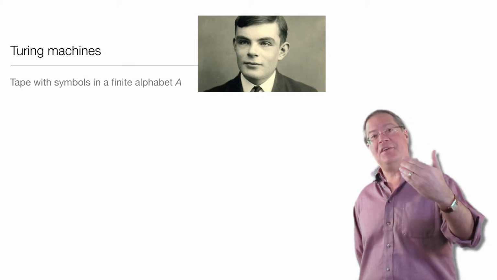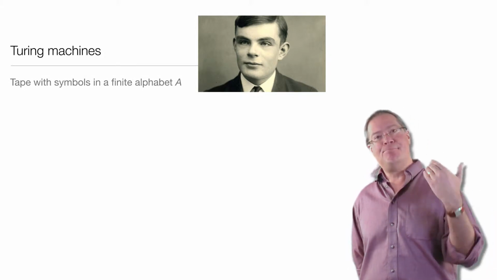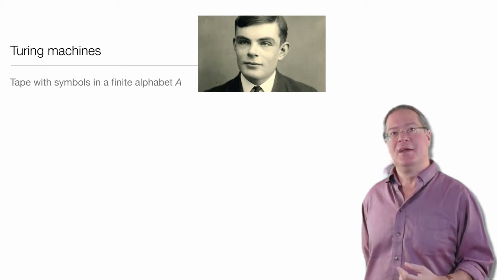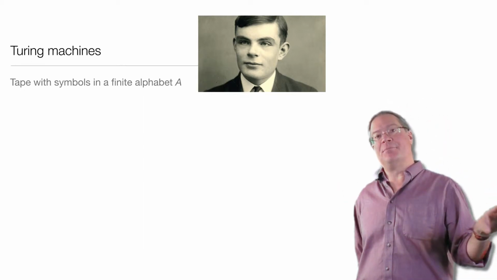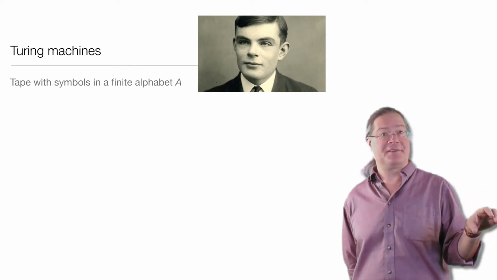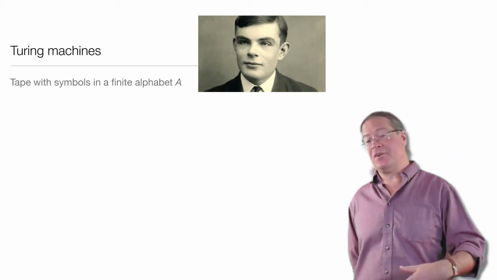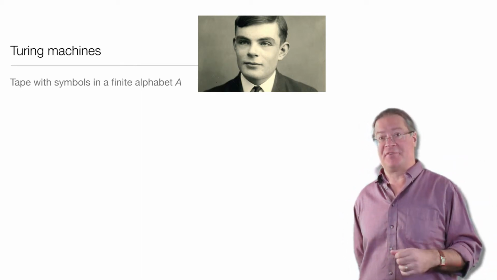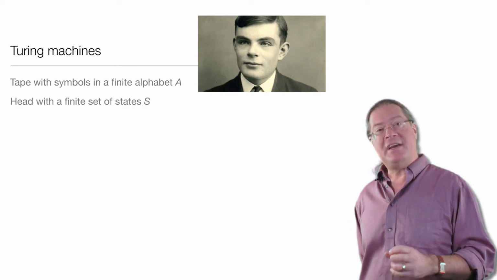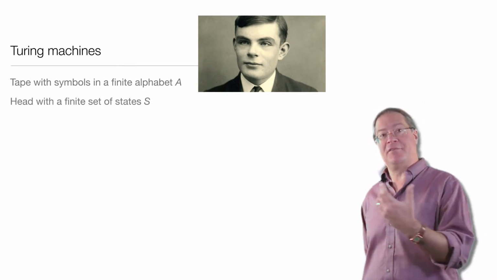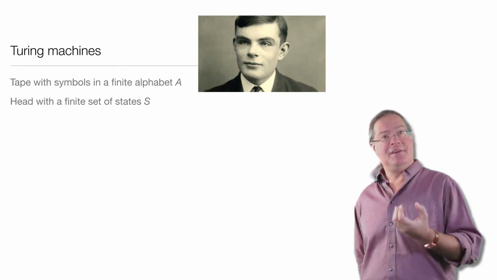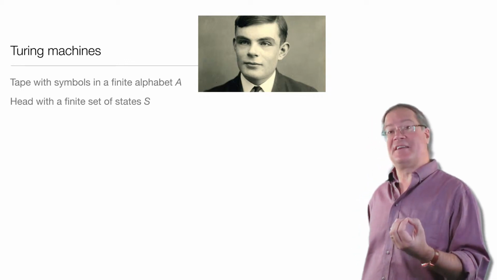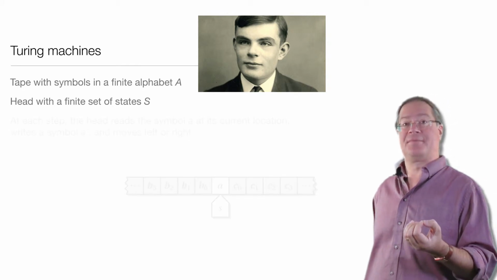So here is his definition of a basic computer. We have a tape, and on this tape are written symbols in some finite alphabet. These could be zeros and ones, they could be A through Z, just some finite set. Then we have a head which moves back and forth on the tape. The head is a very simple machine, and it only has a finite set of states, which we'll call S.